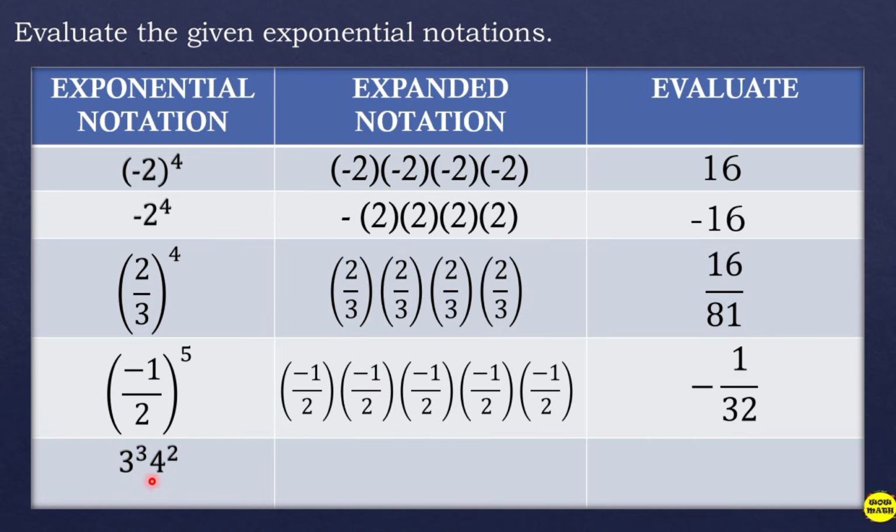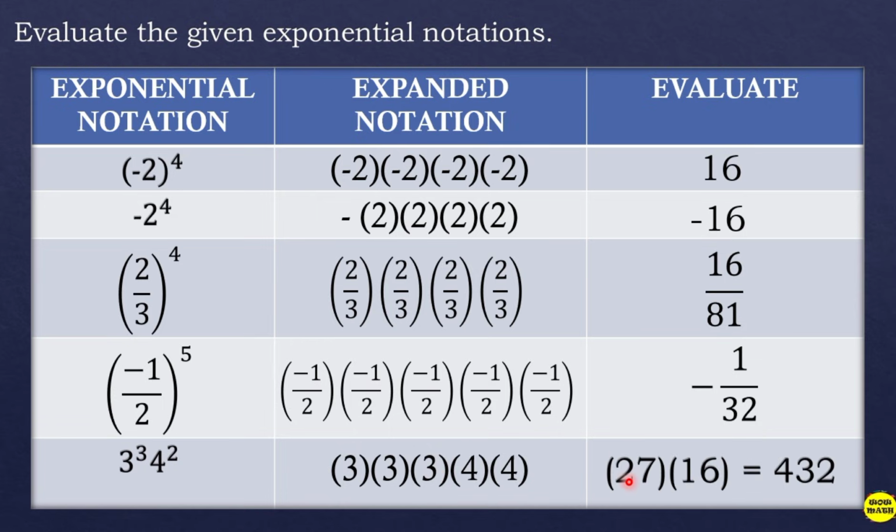Next, ibig sabihin nito in expanded notation, 3, 4. So 3 times 3, 9 times 3, 27. And then 4 times 4, 16. So 27 times 16, that is 432. So this is just a recall on the basics of exponential notations.